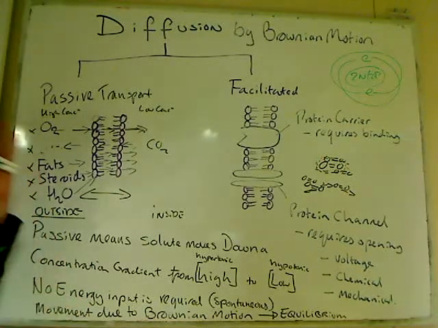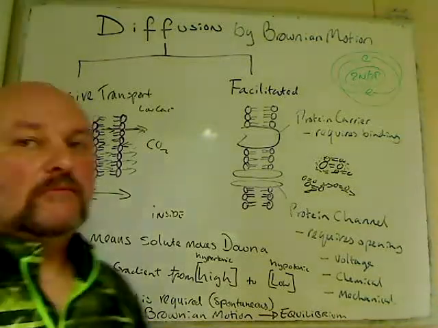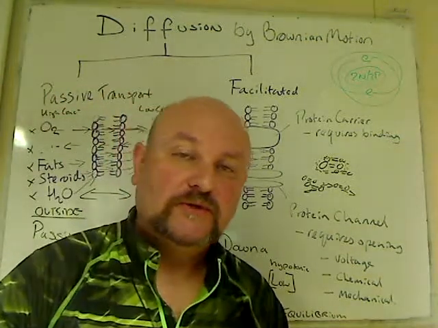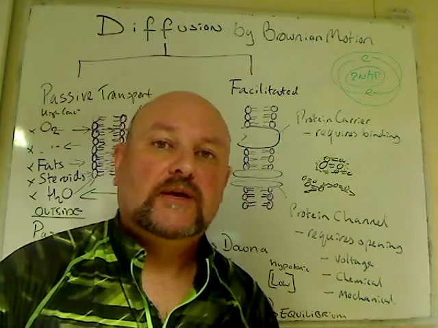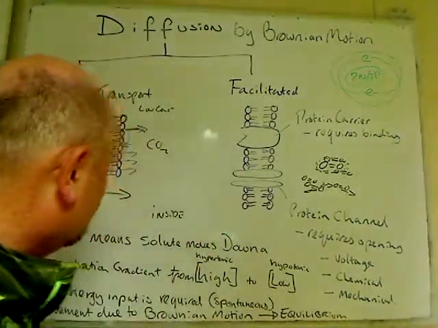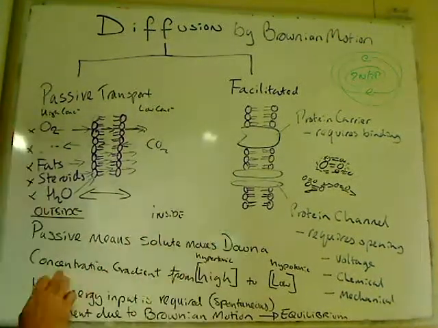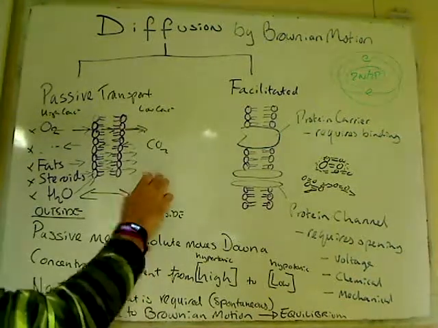Okay, so passive transport is the movement of things that can go through the cell membrane, the phospholipids, therefore they can get through the hydrophobic layer, and they just go from high concentration to low concentration. So passive means that the solute moves down a concentration gradient from high to low.